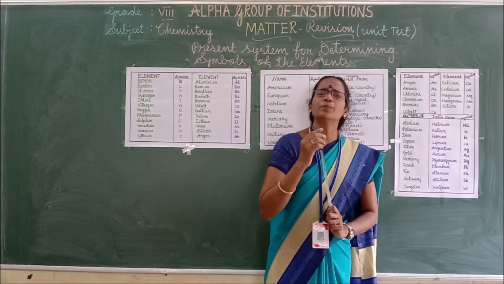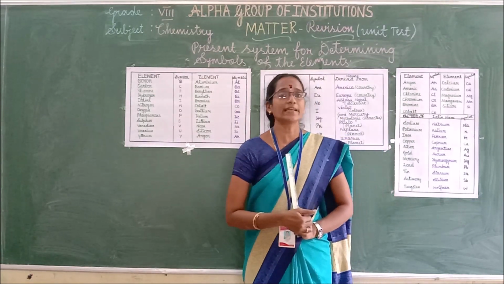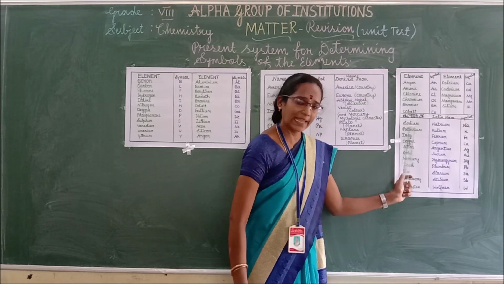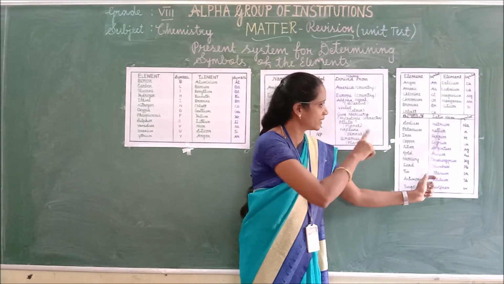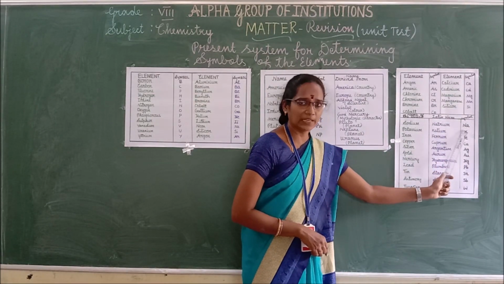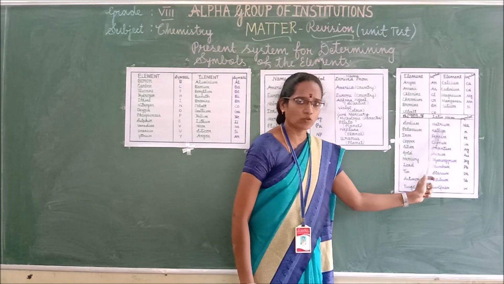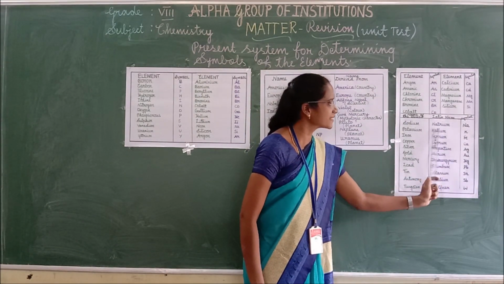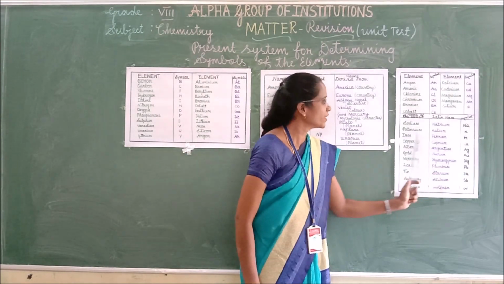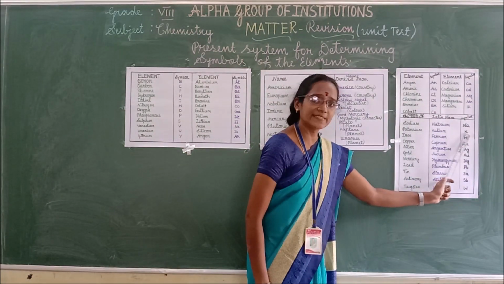Okay. Some symbols are used based on their Latin names, or old names. For example, this is the name of the element, its Latin name is given, and also its symbol is given. If you take the sodium element, its Latin name is natrium, and its symbol is Na. First two letters Na. What is the symbol of sodium? Na. Second one, potassium. Its Latin name is Kalium, and its symbol is K.